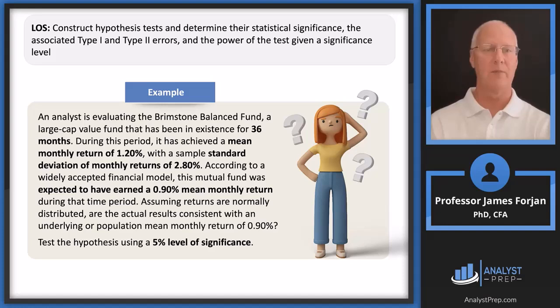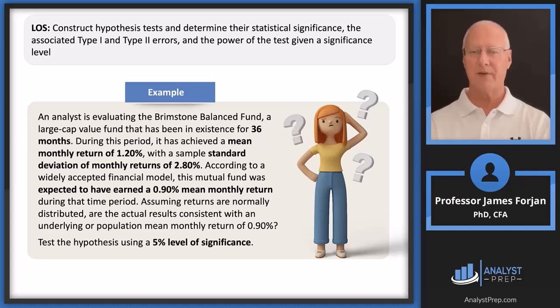So let's go ahead and work through an example here. We're evaluating a balanced fund in existence for 36 months. It has a mean monthly return of 1.2%, standard deviation of 2.8%. According to a widely accepted financial model, this mutual fund was expected to have earned 0.9% monthly return. Okay, 5% level of significance, right? So are the actual results consistent with that underlying expectation?